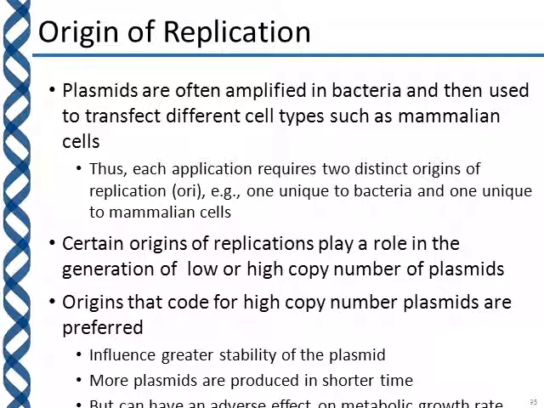Plasmids are often amplified in bacteria and then used to transfect different types of cells, such as mammalian cells. Thus, each application requires two distinct origins of replication, one unique to the bacteria and one unique to the mammalian cell. Certain origins of replication play roles in the generation of low or high copy numbers of plasmids. The origins that code for high copy number plasmids are preferred.